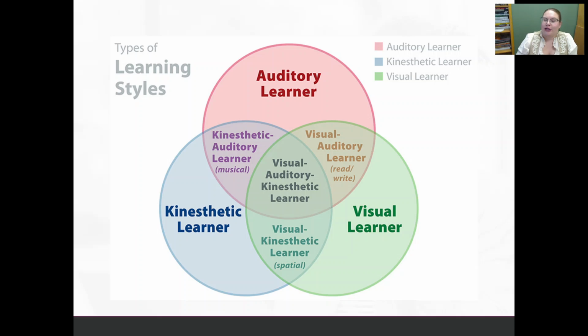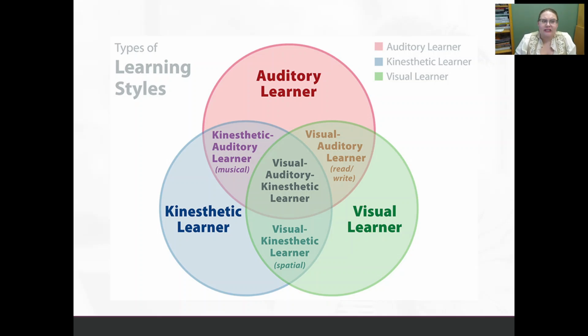The final type that we're going to talk about in depth is going to be visual learners. And this style involves learning through seeing, and the visual learners may find it easier to absorb information when it's presented with graphics, colors, what's on the PowerPoint slide in front of them.